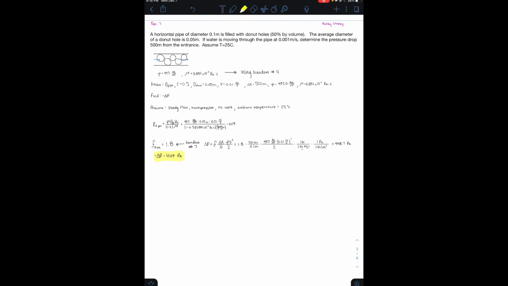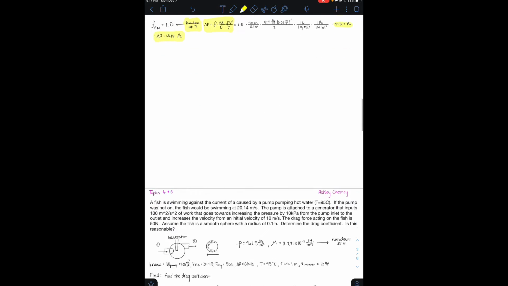For topic number 7, which is flow through porous media, this is demonstrated through water flowing through a pipe that is 50% full of donut holes. To do this, we needed to find the density and the viscosity according to handout 4, and we wanted to find the pressure drop. We were assuming that there is steady flow, that it's incompressible, that there's no work, and that ambient temperature is 25 degrees Celsius.